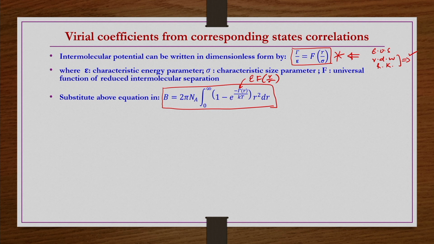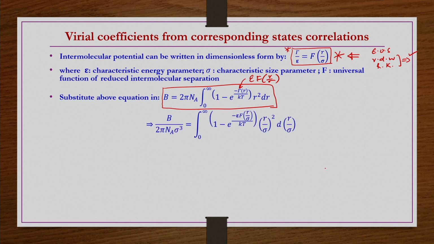We are not going to get the exact relation like this, but as in the case of intermolecular potential, where we have the generalized expression gamma by epsilon is a universal function of r by sigma, similarly we are going to see that the reduced virial coefficient could be a universal function of reduced temperature. That is what we are going to see first.